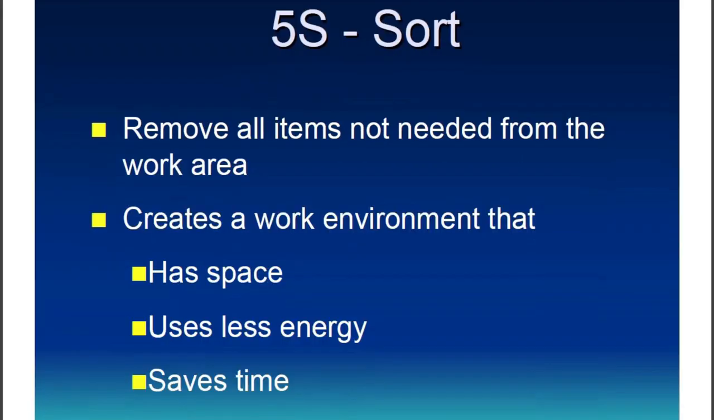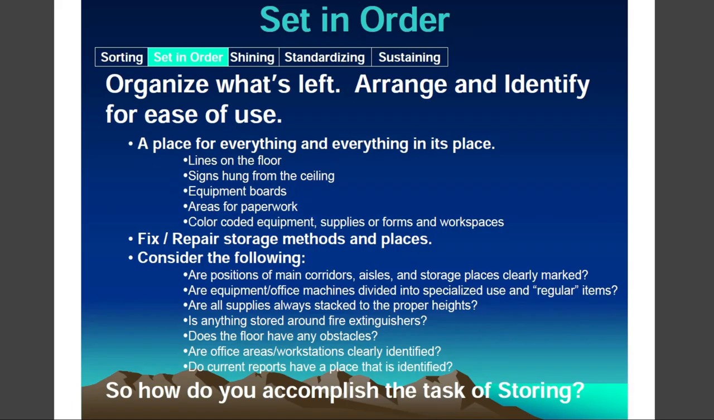5S in short: remove all items not needed from the work area. Create a work environment that has space, uses less energy, and saves time. Next, the second S is set in order. Organize what's left. Arrange and identify for ease of use.